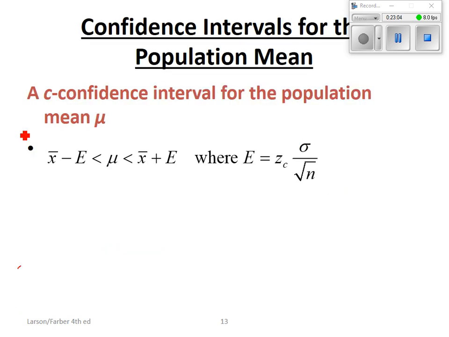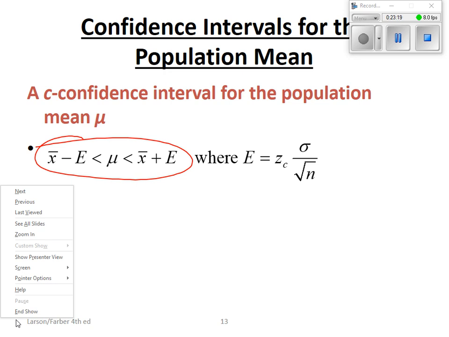To find your confidence interval, that formula, you take x bar minus the margin of error on the left, x bar plus the margin of error on the right. If you're using your calculator, then it does all that for you.